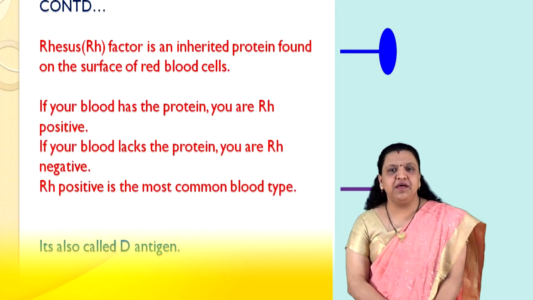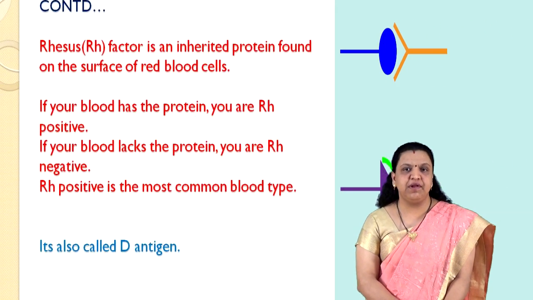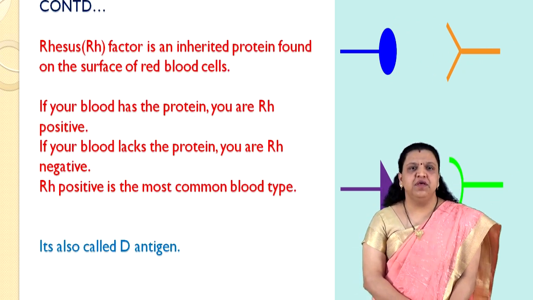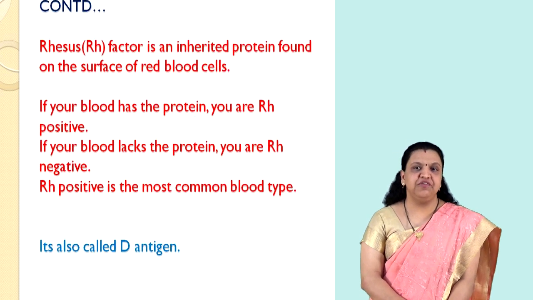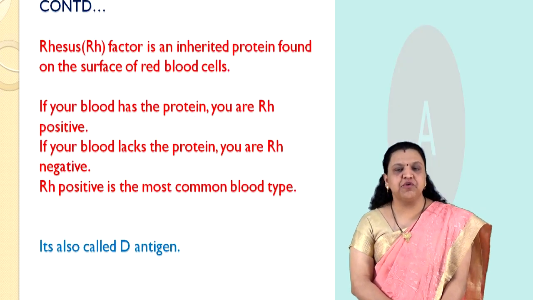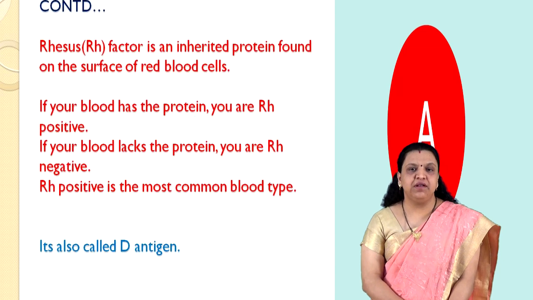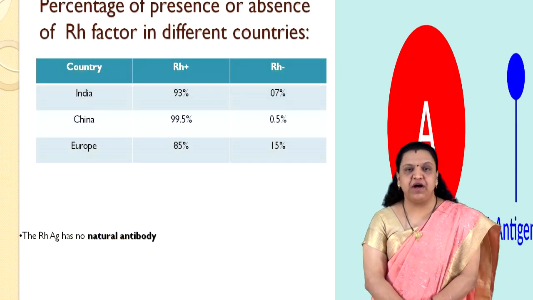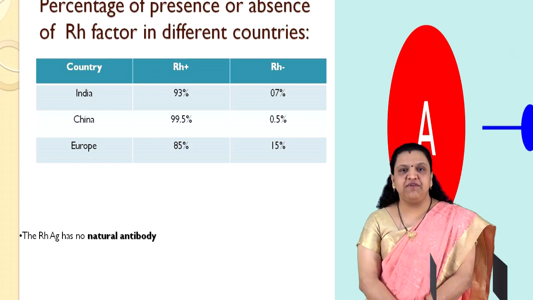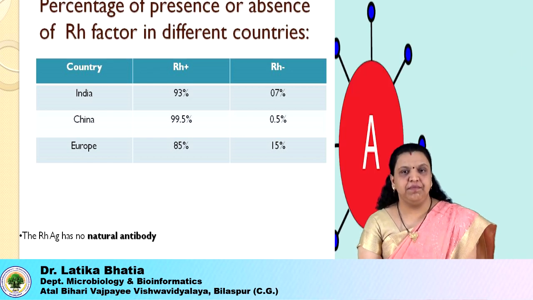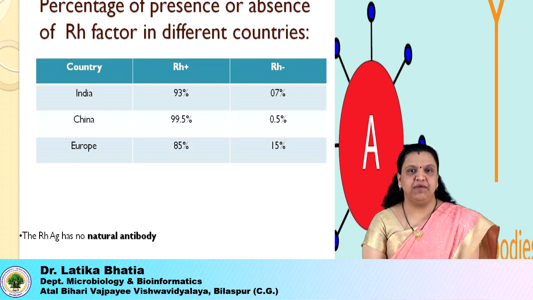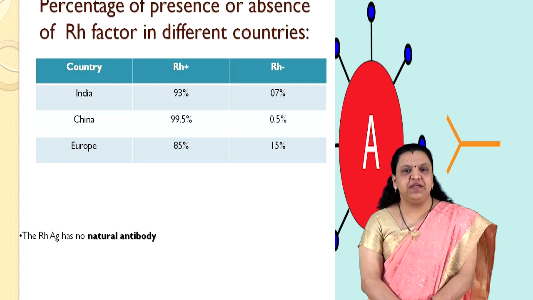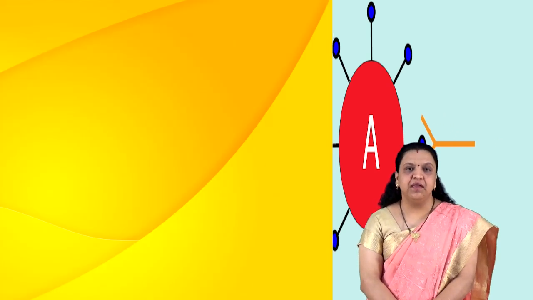Rhesus factor is an inherent protein found on the surface of red blood cells. If your blood has the protein, you are Rh positive. If your blood lacks the protein, you are Rh negative. Rh positive is the most common blood type. It is also called the D antigen. Here is the percentage of presence or absence of Rh factor in different countries, and we find that Rh positive persons are more frequent in many places. And the Rh antigen does not have any natural antibody for it.